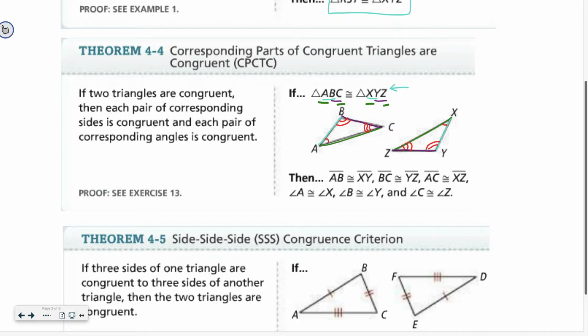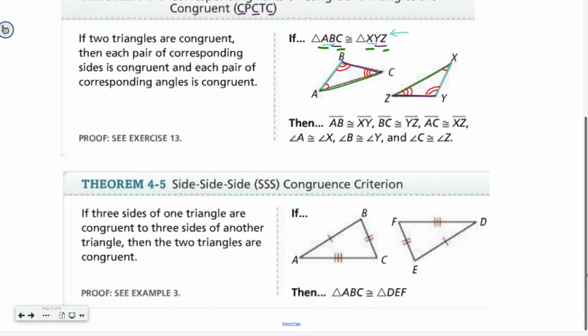That is a lot of words. This is probably the most challenging acronym I make you memorize, but you have to memorize it: corresponding parts of congruent triangles are congruent. CPCTC. The way that I remember it is C occurs every other letter, and we have PT between it. So CPCTC. Whatever you need to do to remember and memorize that, you need to do it because you're going to be using it for the rest of geometry, okay?